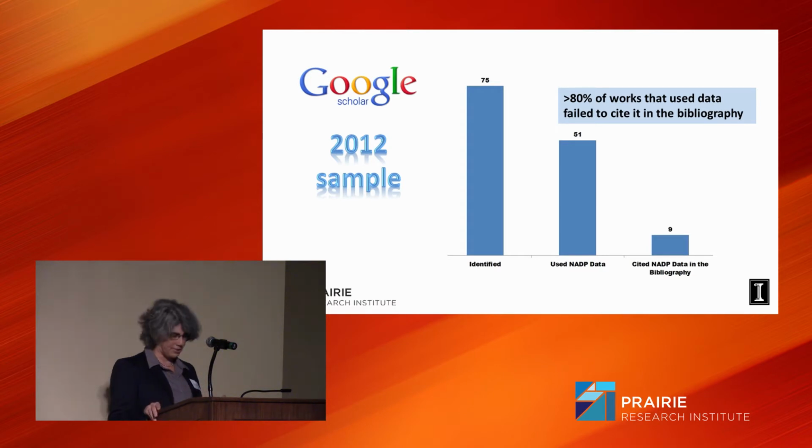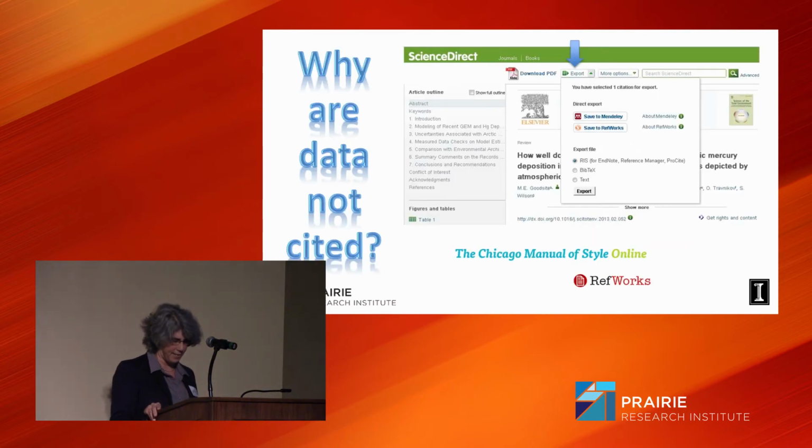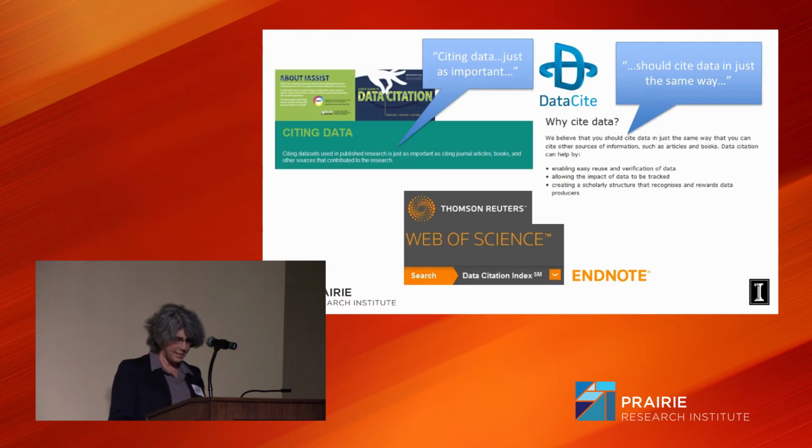Citing data is just not as easy as citing other stuff. Some styles and tools don't offer data as a type of thing to cite, and you can't download citations with a click to EndNote or RefWorks or Mendeley like you can in journal articles. But data citation is a really big deal. The Data Citation Index is a hot, new, and expensive product from Thomson Reuters, makers of Web of Science. It has the same problems that Web of Science has.